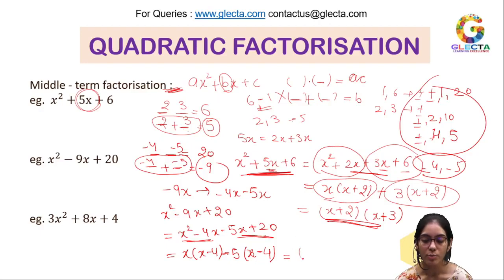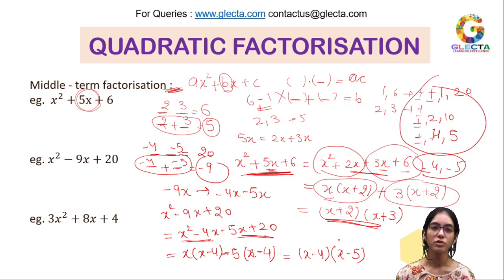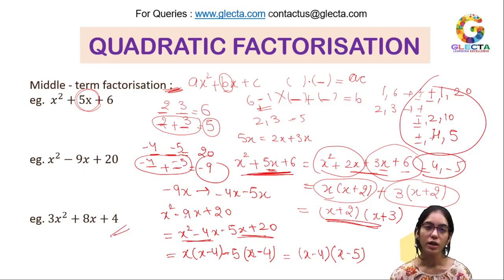So we'll have x minus 4, and inside it will be left x minus 5. So this quadratic expression can be written as the product of the linear factors x minus 4 and x minus 5. So this third one you can work out for yourself.